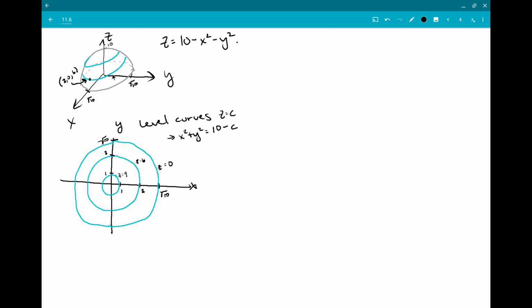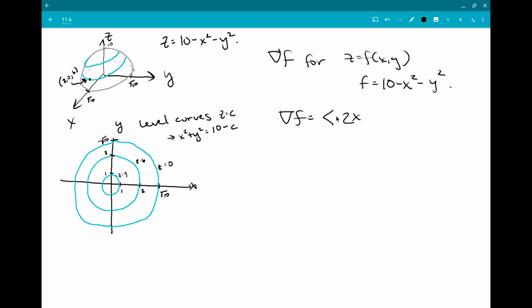And then we're going to talk about grad f for z equals f of x, y, where f equals 10 minus x squared minus y squared. So we just learned how to calculate this, so we could go ahead and do that. Grad f is going to be minus 2x, minus 2y, just from taking partial derivatives of f with respect to x first and then with respect to y.